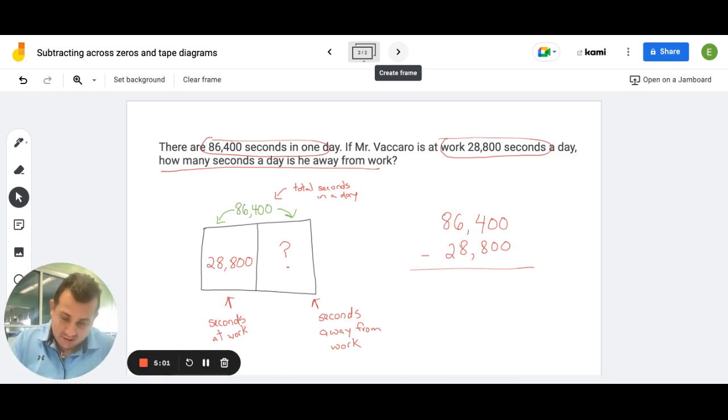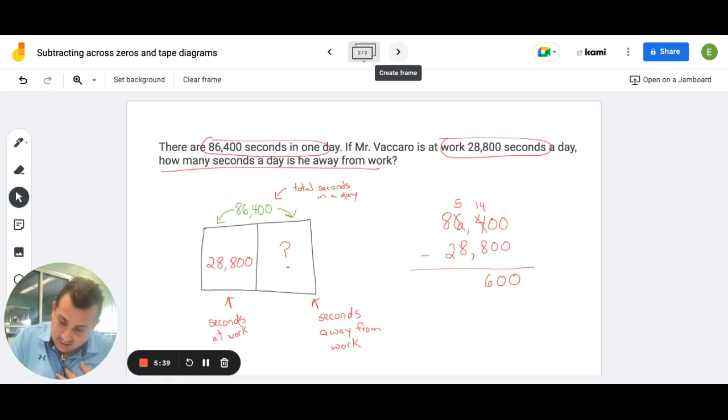Here, I am subtracting across zeros. I have 0 minus 0 is 0. 0 minus 0 is 0. Now 4 minus 8, I can't do that. I can't take 8 away from 4. So I have to go next door to my 6 and make it a 5. Now, you could do one of two things. If I cross out the 6 and make it a 5, the 4 becomes a 14. So now I can subtract my hundreds place. 14 minus 8 is 6.